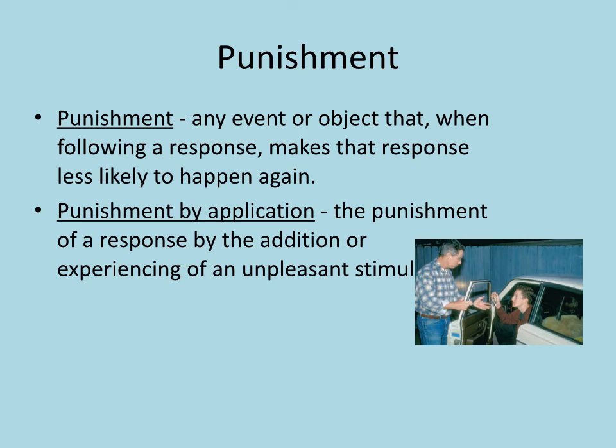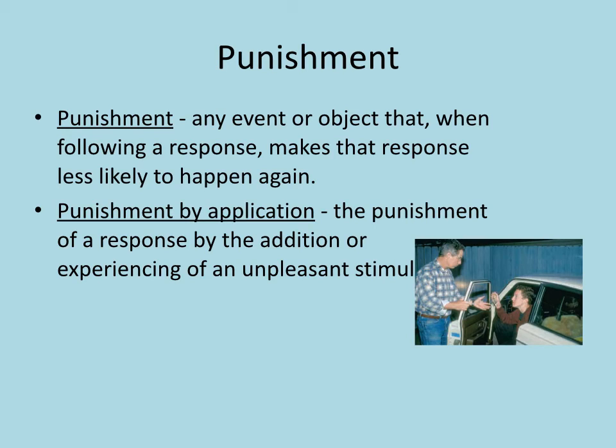Now, there are two types of punishment. Punishment by application is the first, and it's punishment of a response by the addition of an unpleasant stimulus. My mother's favorite thing. My mom used to make me do chores around the house for a month, which means I had to do the dishes every single night, take out all the trash for the entire house, and fold everybody's laundry for the whole month when I was grounded. And I was grounded a lot, so I became very good at doing laundry. I hate laundry, but I was very good at it.